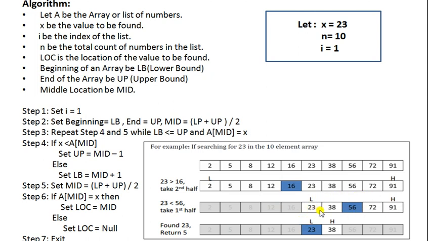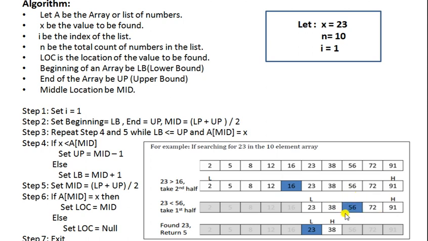Now the lower bound is made as mid plus 1, that is 23 here, and the higher will remain the same. The mid got changed. Here the lower becomes the 6th element and the higher remains where it was. Again, we find the mid of this array, that is 6 plus 10 divided by 2. 16 divided by 2 is 8. At the 8th element we have 56.